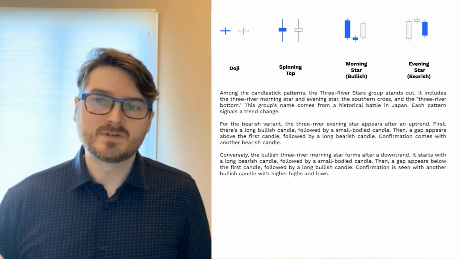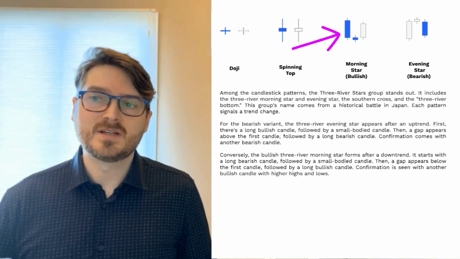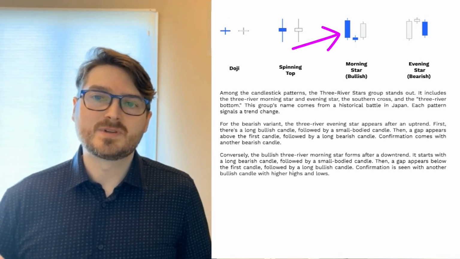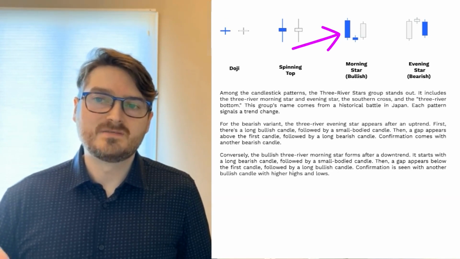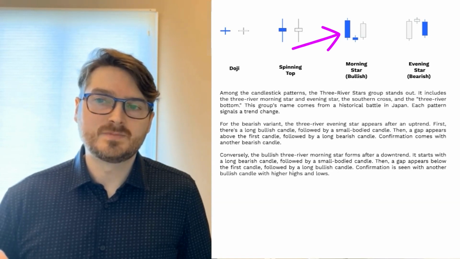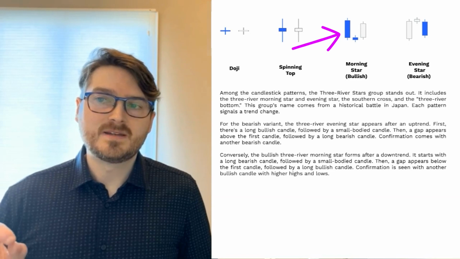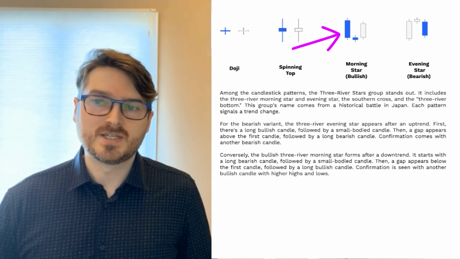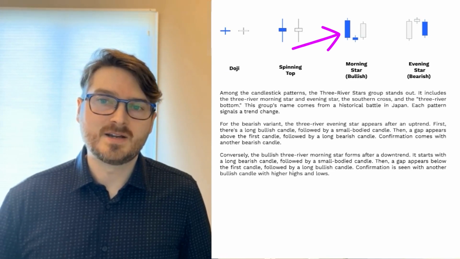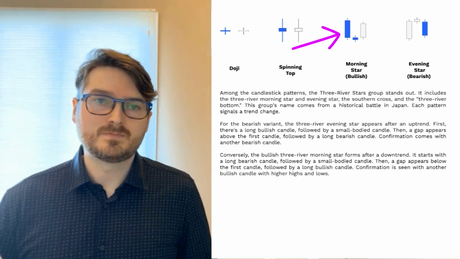Conversely, the bullish 3 river morning star forms after a downtrend. It starts with a long bearish candle, followed by a small-bodied candle, also known as a doji or a spinning top. Then a gap appears below the first candle, followed by a long bullish candle. Confirmation is seen with another bullish candle with a higher high and lows.